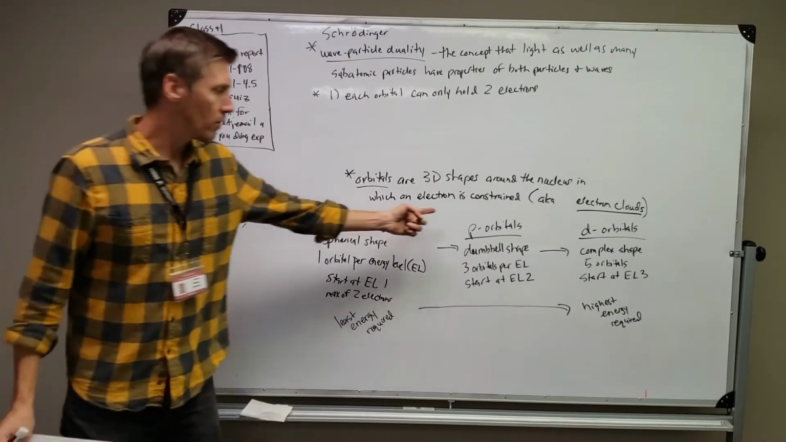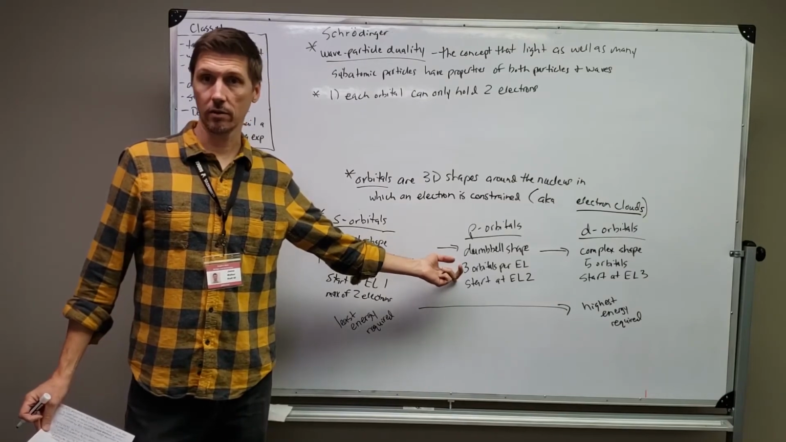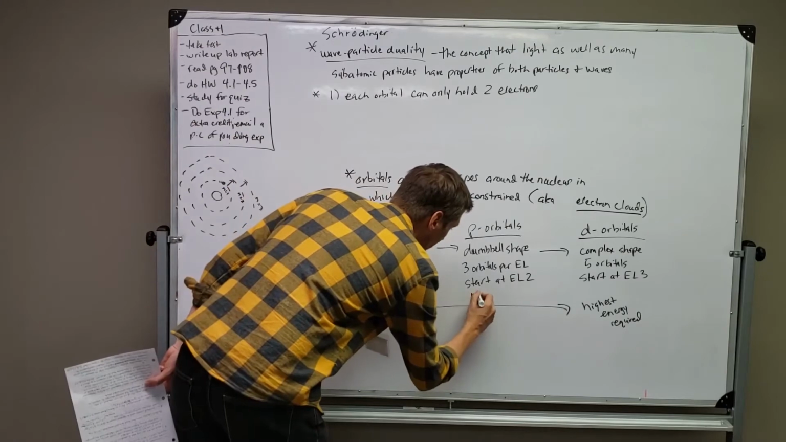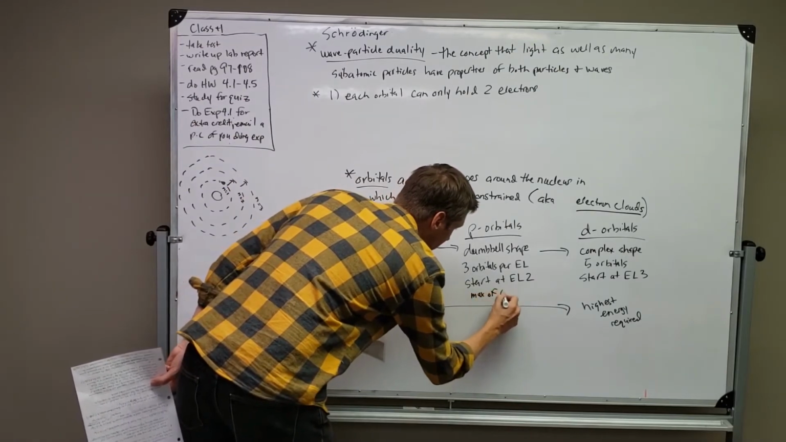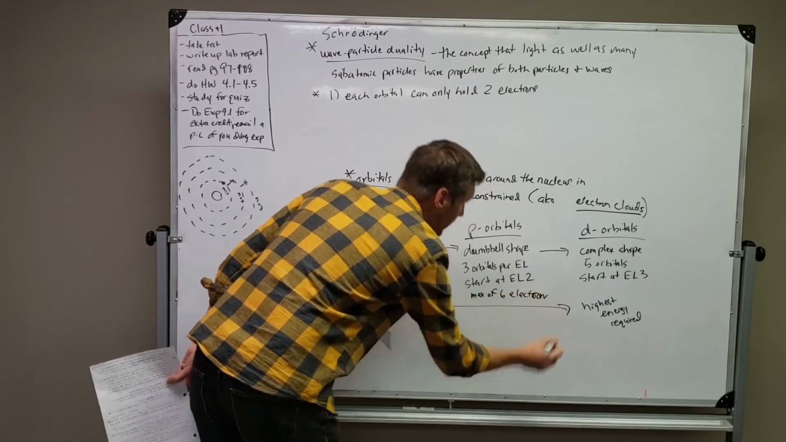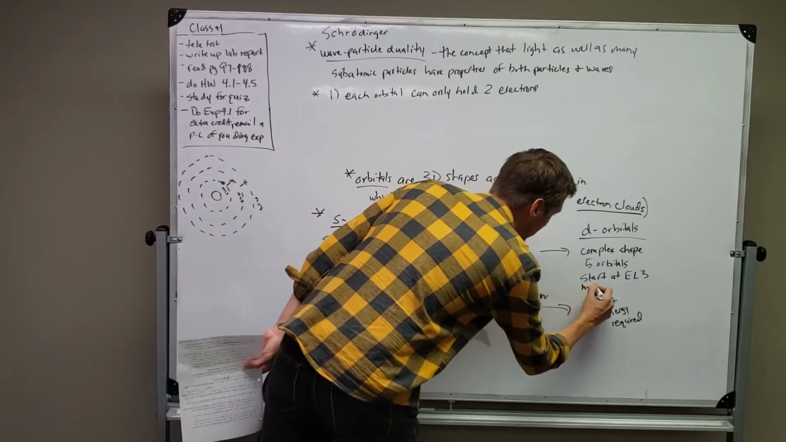The p orbital, however, has 3 orbitals per energy level. So what's the max electrons it can have? 6, right? 3 orbitals, max of 2 apiece, so a max of 6 electrons. And then finally, since there's 5 orbitals for the d orbitals, this can have a max of 10.